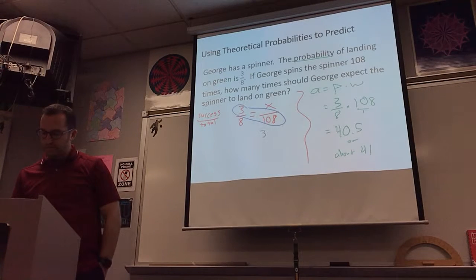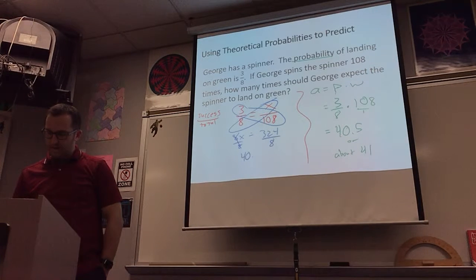Well, I could solve this one using a proportion as well, right? And what would we do here? We would cross multiply. 3 times 108 is 324. X times 8 is 8x. Divide both sides by 8. And we get 40.5, or about 41.